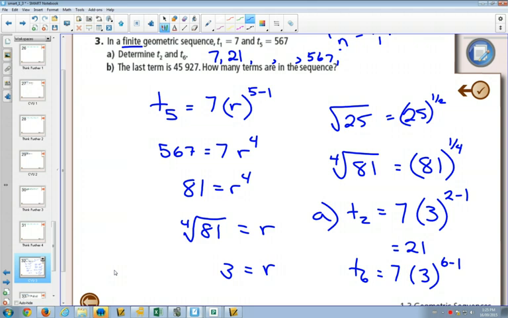And if you multiplied 567 by 3, what do you get? 1701? Okay.